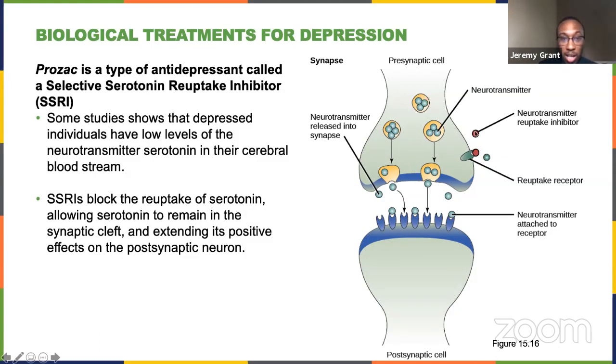What SSRIs do is they block the reuptake of serotonin, so that serotonin has to chill here in the synaptic cleft, and it elongates the effect of having this positive neurotransmitter, so that people can, hypothetically speaking, feel happier for longer, or can increase the induced happiness of serotonin.